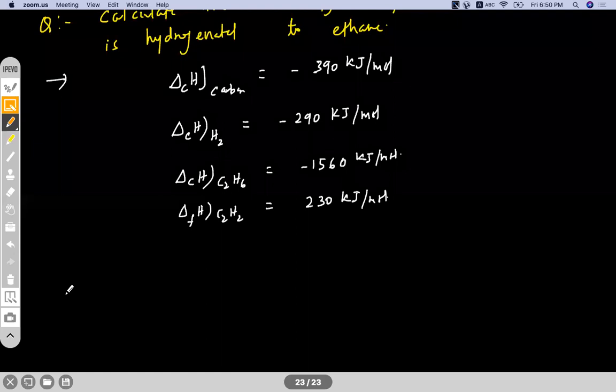See, how do we approach this kind of question? The question is, calculate the enthalpy change when acetylene is hydrogenated to ethane. So the reaction is HC triple bond CH, acetylene, hydrogenated to ethane. Two molecules of H2 we take, so it is CH3 CH3. This is the reaction we want.